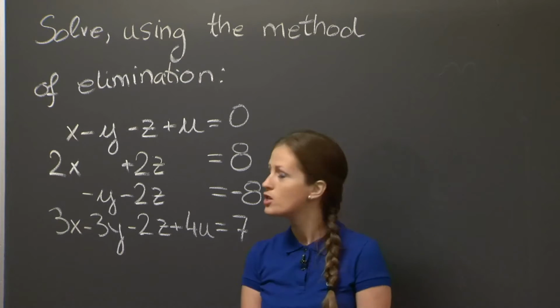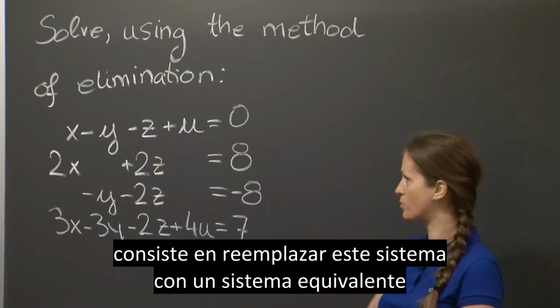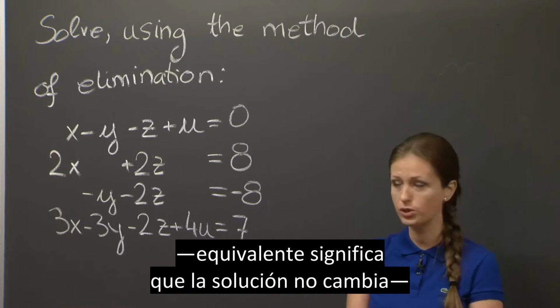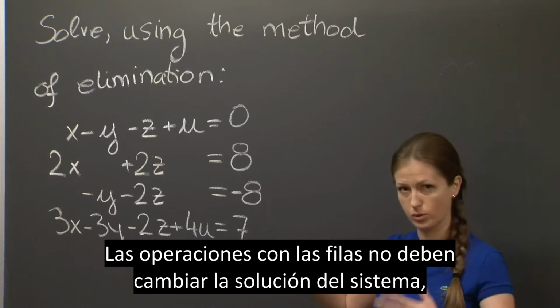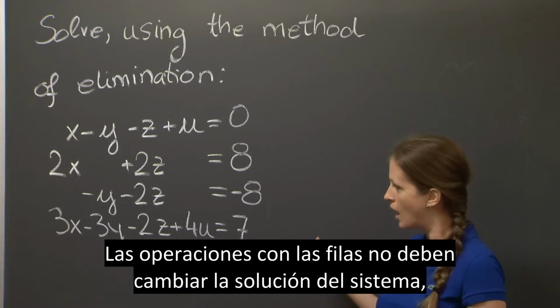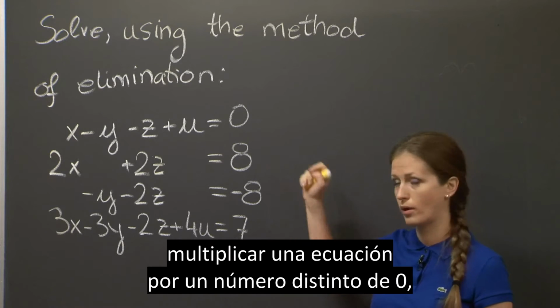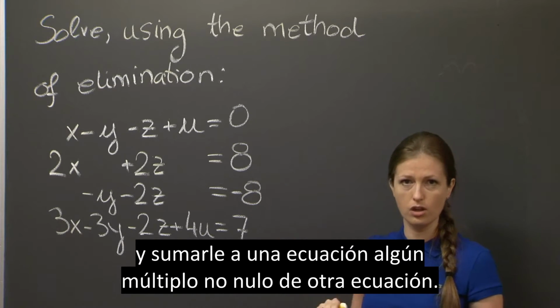And we're back. So the method of elimination, if you remember it from class, consisted of replacing this system with an equivalent system, equivalent meaning they have the same solution, by a series of row operations. Row operations are not supposed to change the solution to the system, and they're, for example, exchange the order of 2 equations, multiply an equation with a non-zero number, and add a non-zero multiple of one equation to the other.